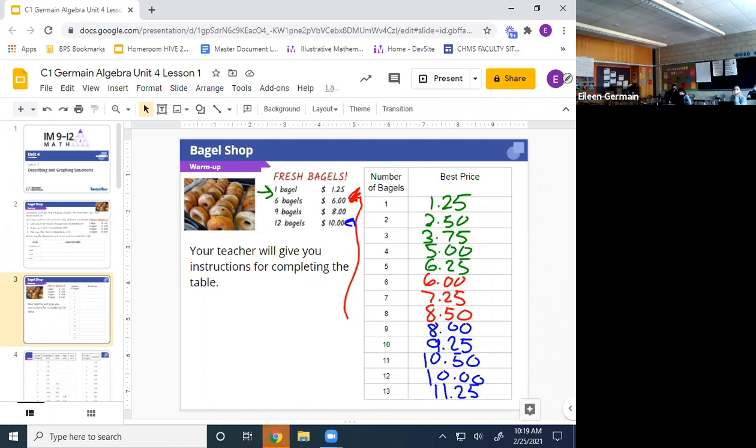We talked about in the first category, when we first were talking about it on the last slide, just in general, the number of bagels is the input and the output is price. Now we're looking at the number of bagels versus the best price. If our input is the number of bagels and our output is the best price that you can pay, how many outputs are there going to be for each number of bagels?